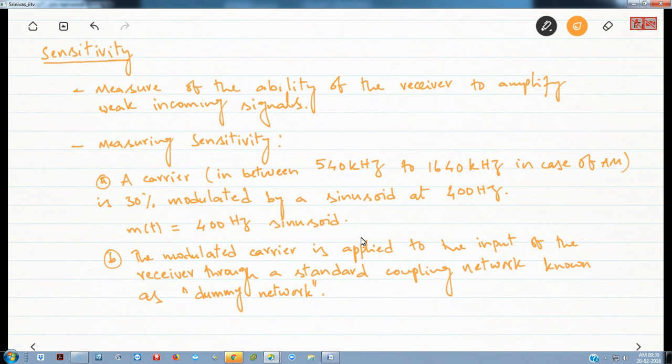So we will replace the loudspeaker with a load resistor of equal value. Say the loudspeaker will also have an input impedance, an input resistance. So we'll replace it with a load resistor of equal value.